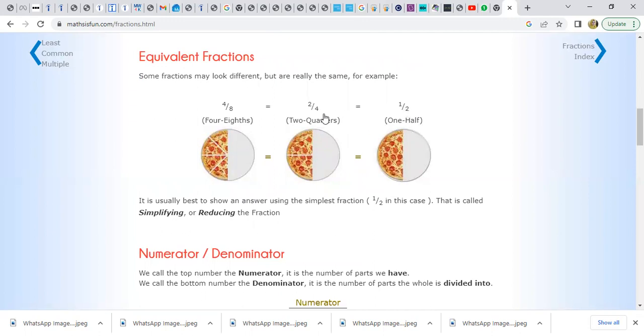So 1 over 2 we can write as 2 over 4, and we can write 1 over 2 as 4 over 8 also, because when you are getting an equivalent fraction, it means you are multiplying by some value here. We are multiplying here by 2, so 2 ones are 2 and 2 twos are 4. And you can say the fraction will be 2 quarters, means 2 out of 4. Out of 4 we have 2.